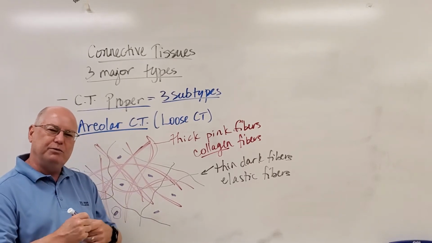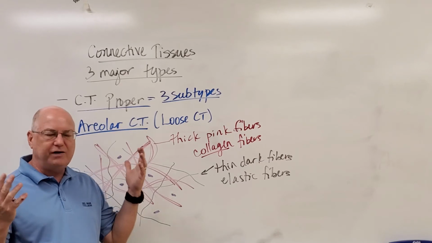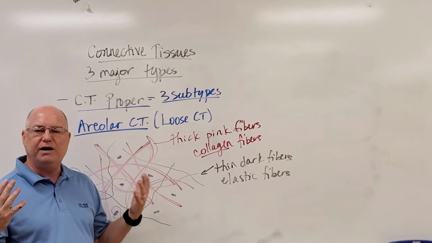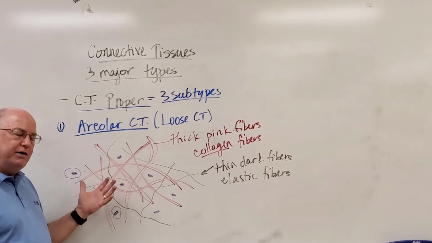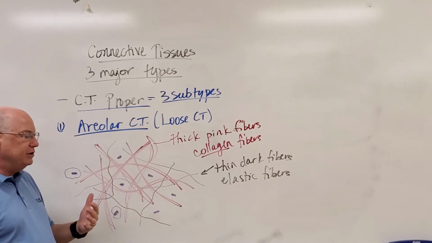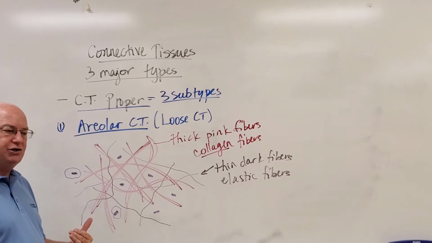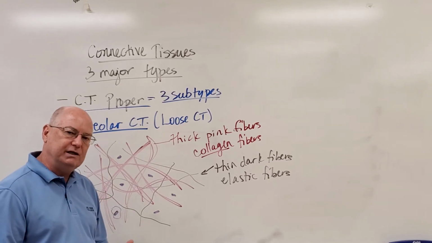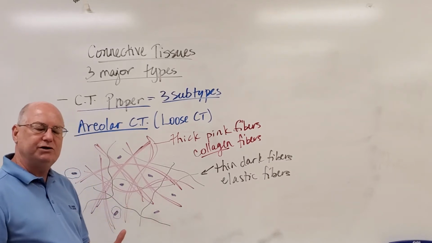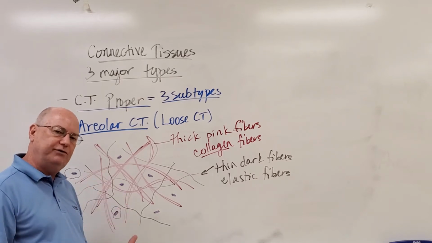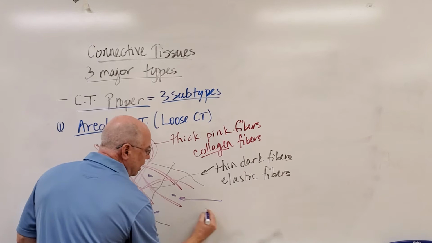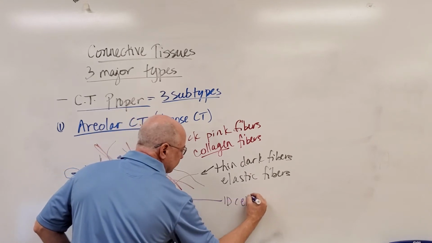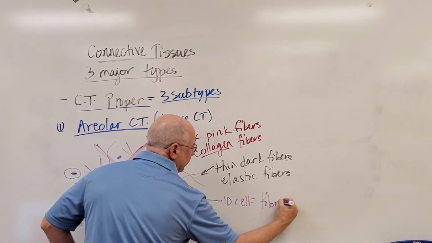Roughly somewhere between 75 and 90% of the cells, somewhere around 80-85% of the cells in loose connective tissue or areolar connective tissue are these cells called fibroblasts. There are other cells mixed in, like mast cells and some other cells, but we're not going to be able to see the difference under our microscopes. So for now, if I ask you to ID the cell, it is a fibroblast.